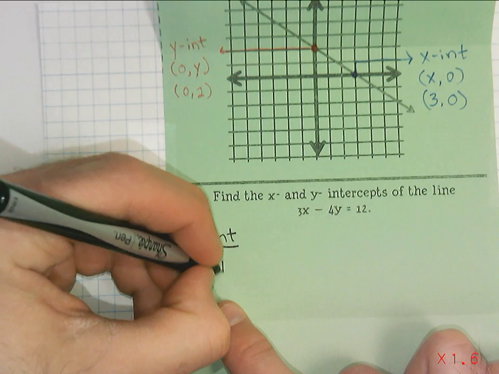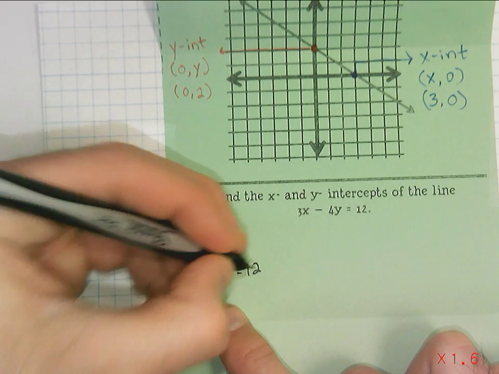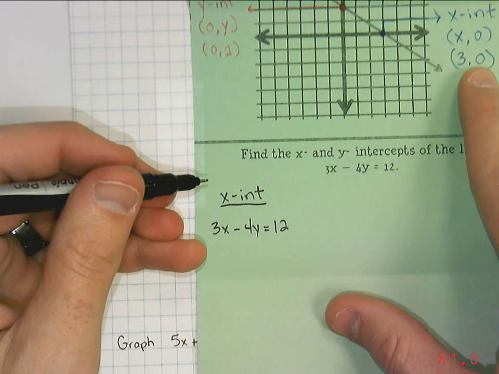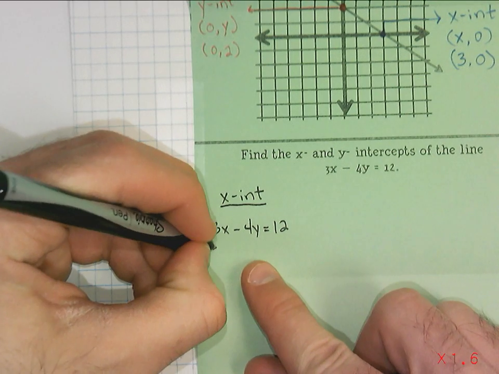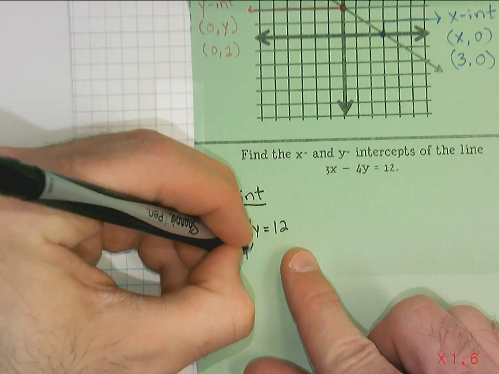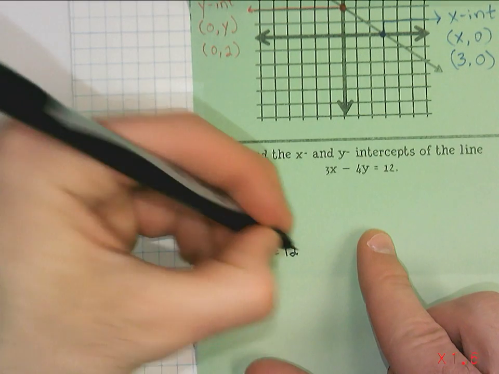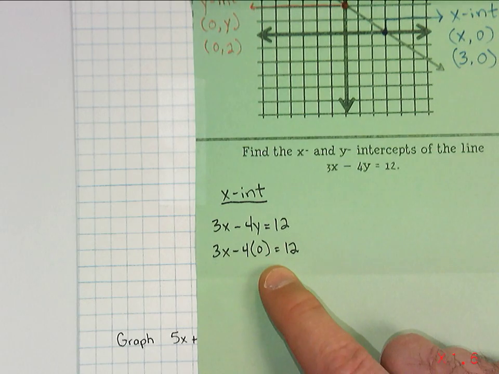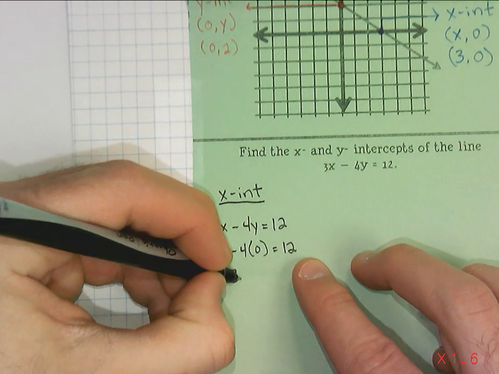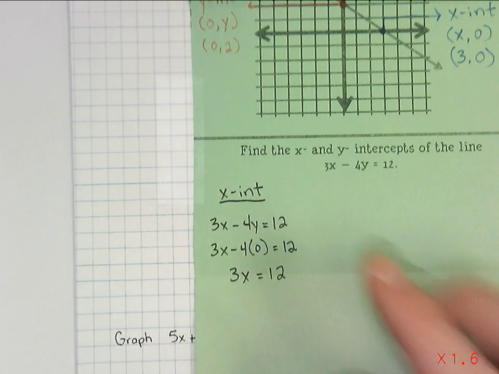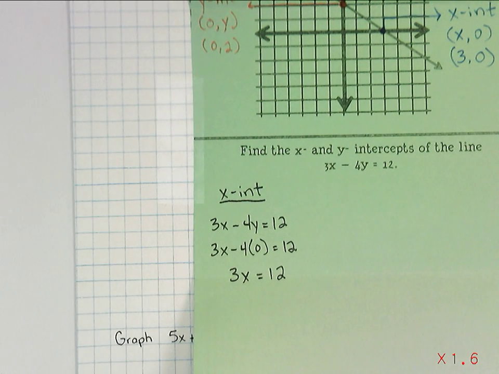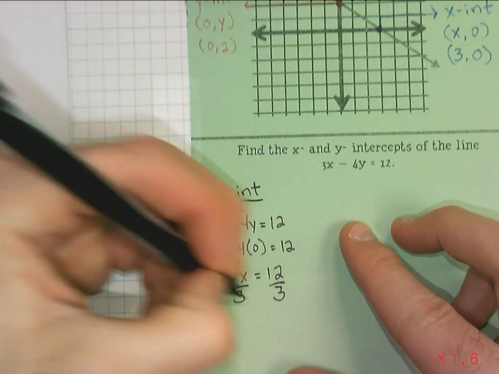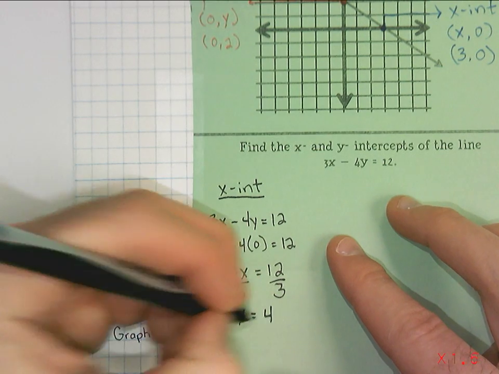3x minus 4y equals 12. We're going to substitute 0 in for y because we know that value. So 3x minus 4 times 0 equals 12. Negative 4 times 0 is 0, so that's gone. So all we have left here is 3x equals 12. Now it's just a one-step equation. We're going to undo multiplication with division. So divide by 3, divide by 3, x equals 4.